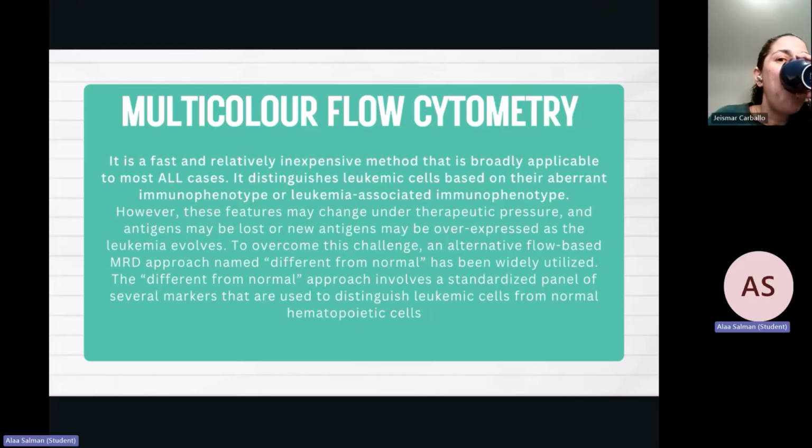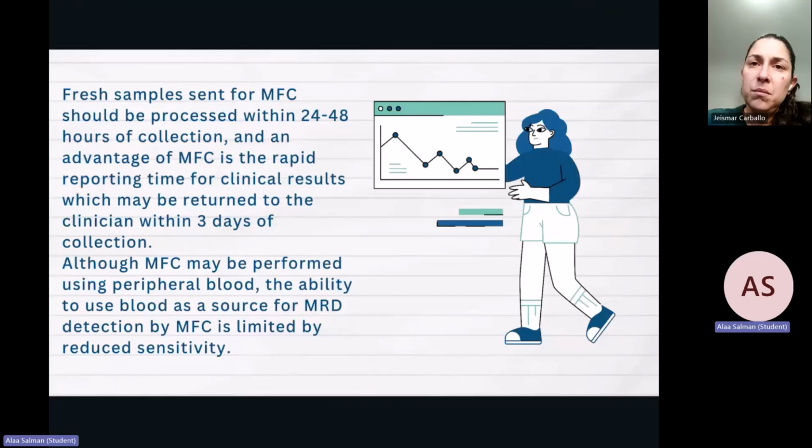However, these features may change under therapeutic pressure, and the antigens may be lost or new antigens may be overexpressed as the leukemia evolves. To overcome this challenge, an alternative flow-based MRD approach named different from normal has been widely utilized. The different from normal approach involves a standardized panel of several markers that are used to distinguish leukemic cells from normal hematopoietic cells.